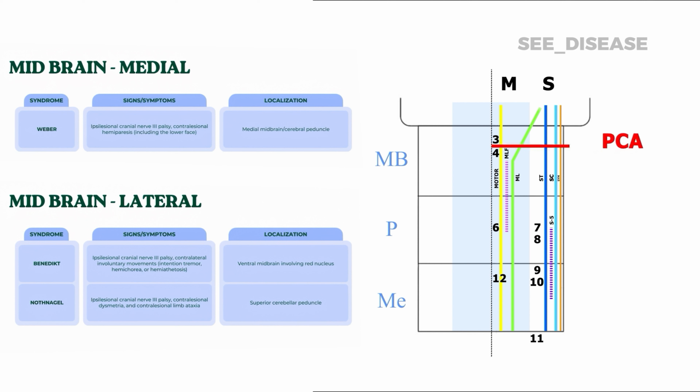Nothnagel syndrome is characterized by ipsilateral cranial nerve third palsy and contralateral dysmetria and contralateral limb ataxia because of superior cerebellar peduncle involvement.